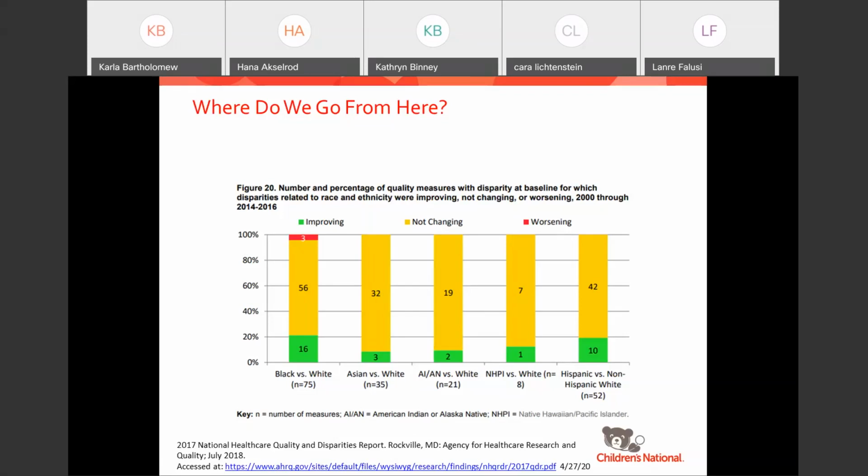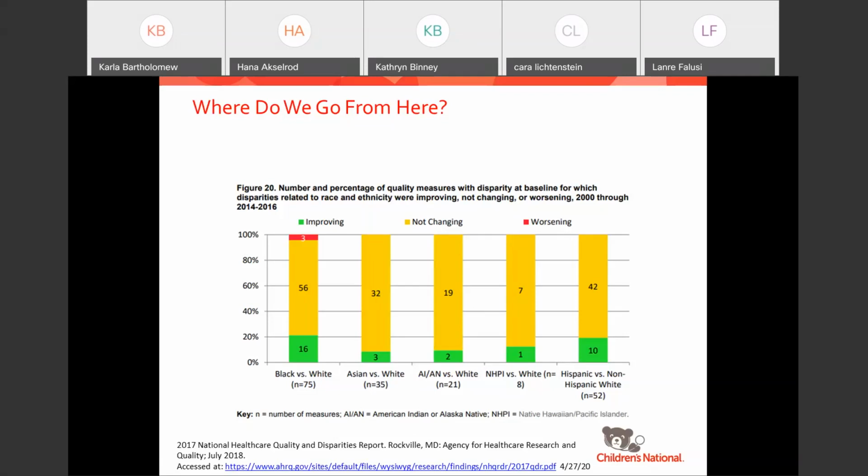The graph I am showing here is from the 2017 report, which reflects data from 2014 to 2015, and it showed that for 40% of quality measures, Blacks were worse off compared to whites, 20% worse for Asians, 30% for American Indians and Alaska Natives, 33% for Native Hawaiians and Pacific Islanders, and 33% worse for Hispanics.